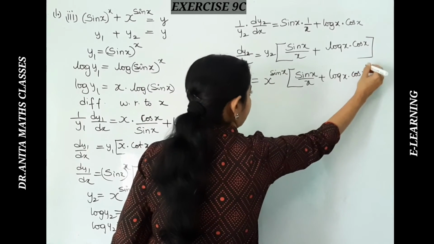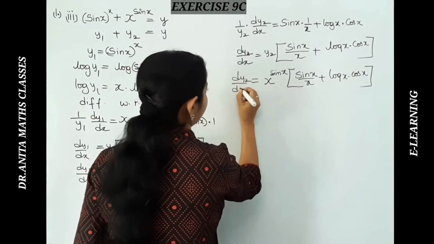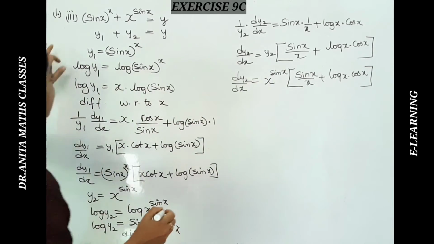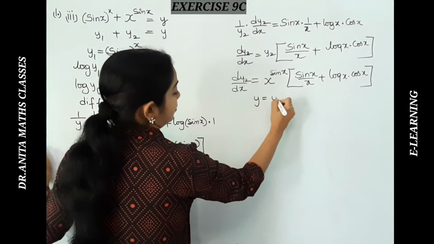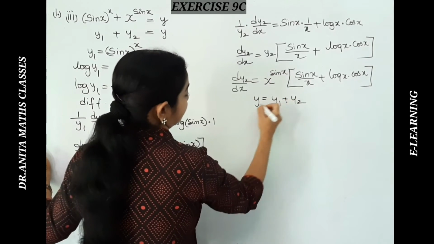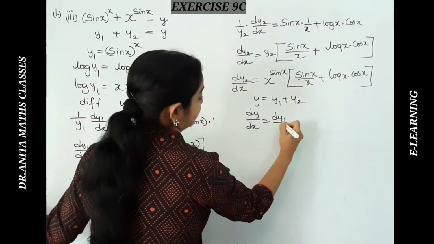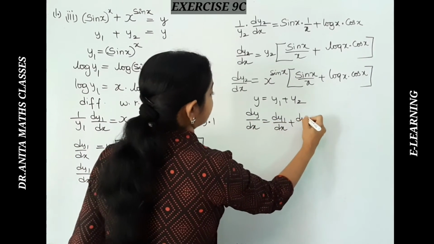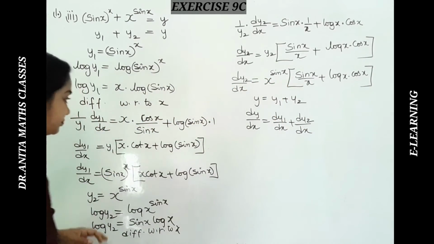So all these sums 1, 2, 3, 4 are done in the same way, so I have done 2 for you. You can do the other 2. Now here y is equal to y1 plus y2. So dy by dx is equal to dy1 by dx plus dy2 by dx. So let's just club these two.